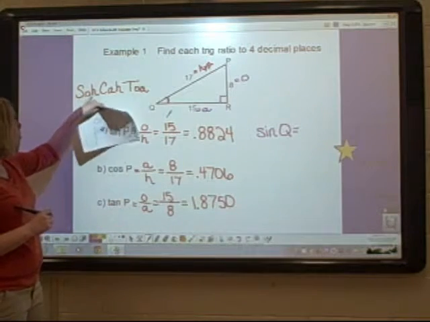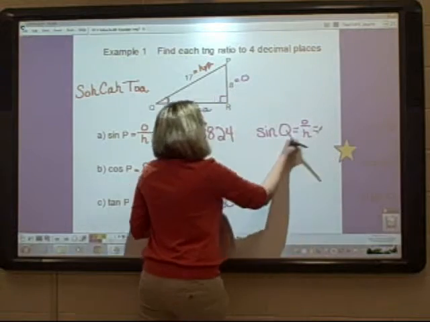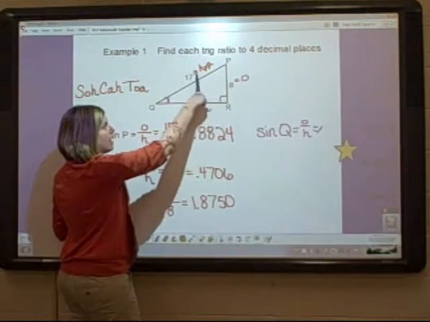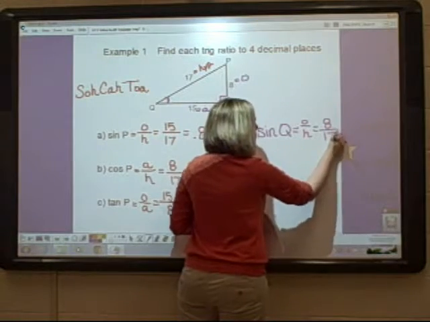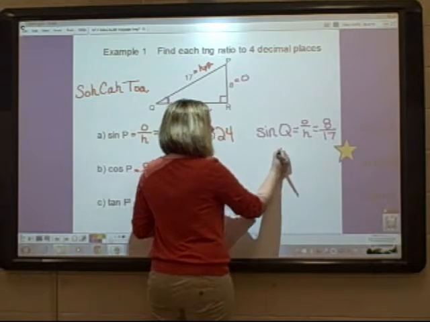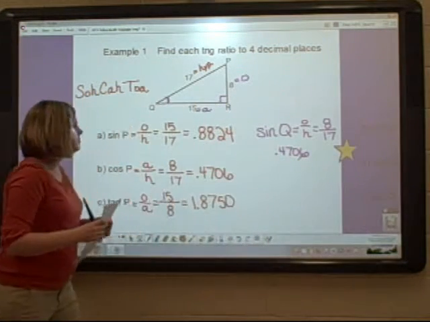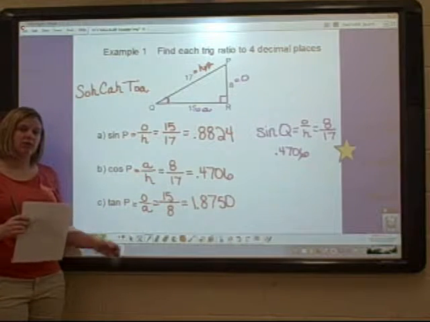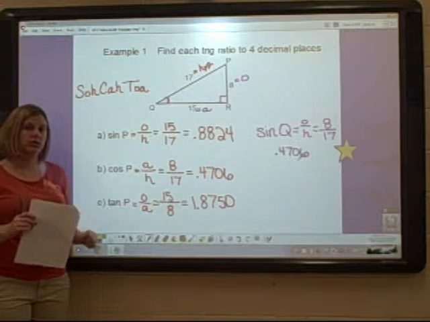Sine is O over h. My opposite side is 8. My hypotenuse is 17. And once again, if you take 8 divided by 17, you get 0.4706. So just make sure you look at the angles that you're working with so that you set up your opposite and your adjacent correctly.